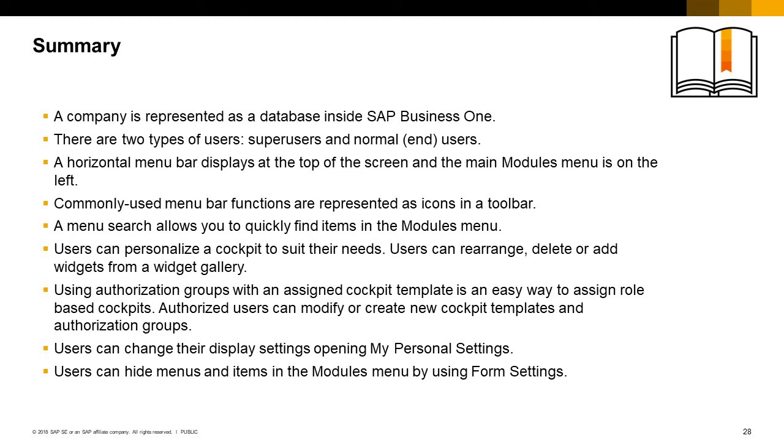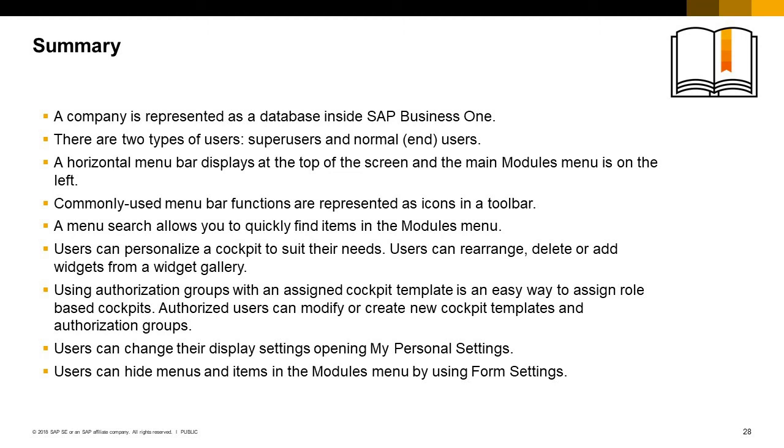A company is represented as a database inside SAP Business One. When you log into SAP Business One, you choose the company to log into. There are 2 types of users, Superusers and normal, or End Users. Superusers have access to everything. End users are restricted by authorizations to functions related to their jobs.